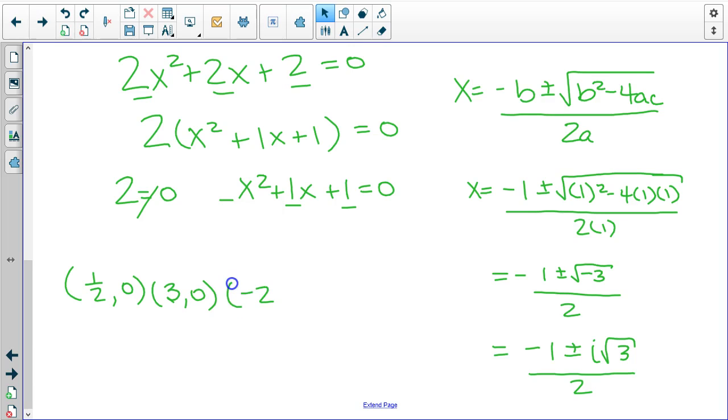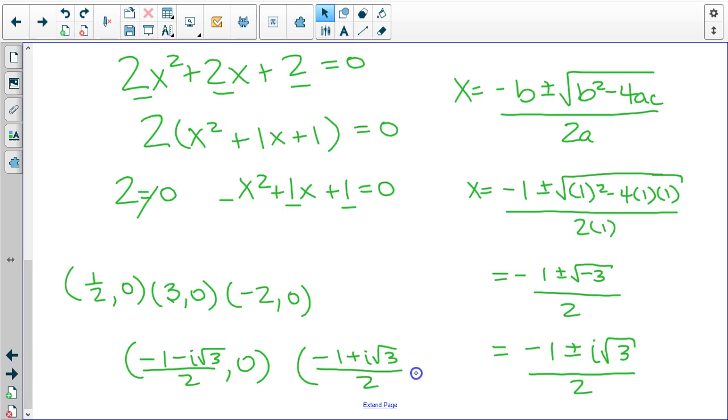Okay. And then we got negative 2. How am I going to list that? One of them would be negative 1 minus i square root of 3, over 2. And the other one would be negative 1 plus i square root of 3, over 2.